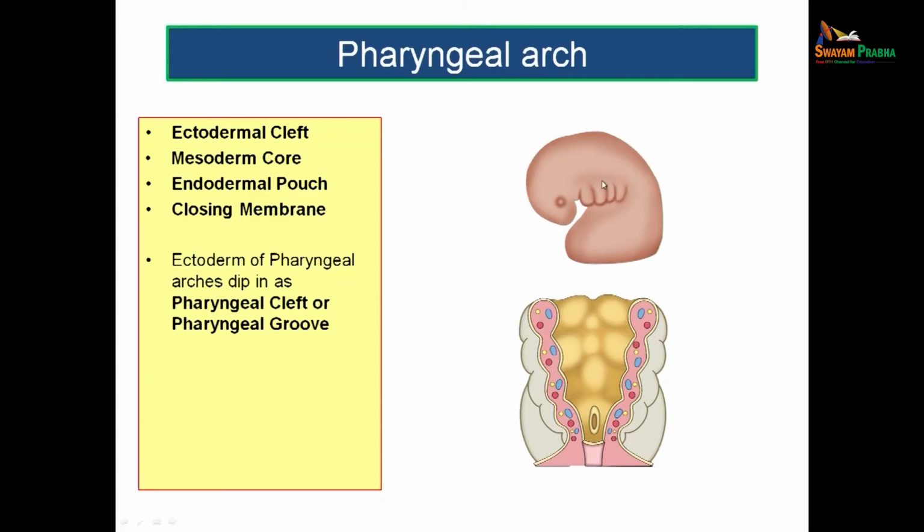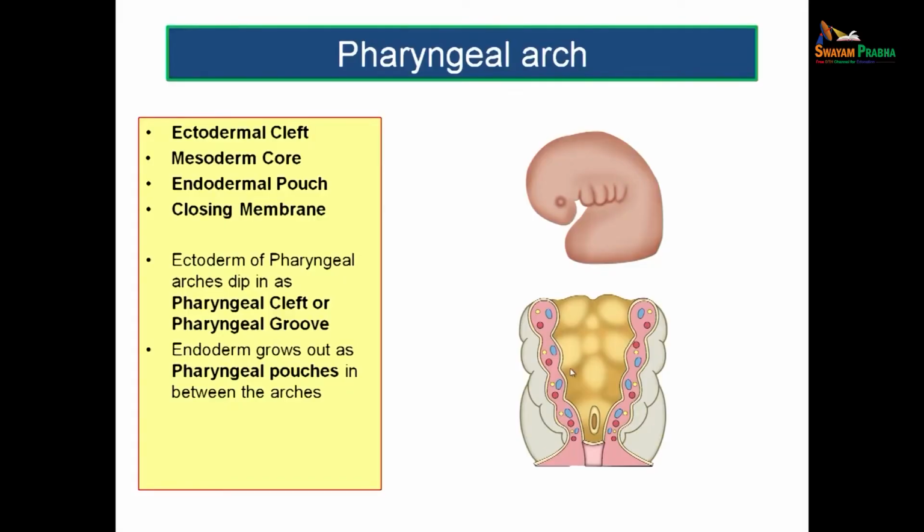So this is a cut section here, and you are standing inside the primitive pharynx and having a look at it. So this is the floor of the primitive pharynx. Now what do you mean by closing membrane? So this is the ectodermal cleft, this is the endodermal pouch. The point where these two meet is known as the closing membrane. So the closing membrane is the region lying between the ectodermal cleft on one side and the endodermal pouch on the other side.